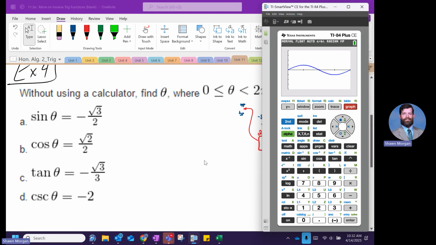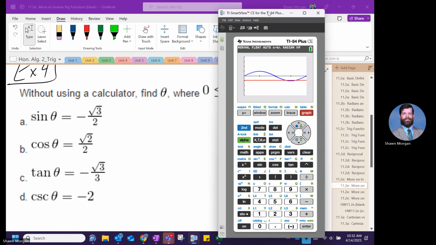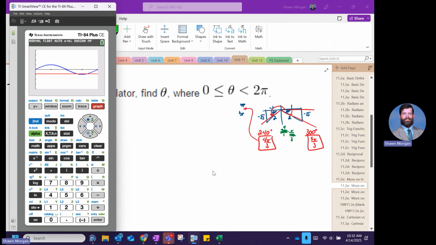Okay. And what we're called to do is we're called to see where does that equal negative radical 3 over 2. Okay. Now, if you look at y equals and you go to y2 and you just type in that numerical value of negative radical 3, get out of the radical, divide by 2. How many times does that red horizontal line hit my blue trigonometric curve? It hits it twice. Now, gee golly, I wonder in which two spots it hits it. It hits it at 4 pi over 3 and at 5 pi over 3.